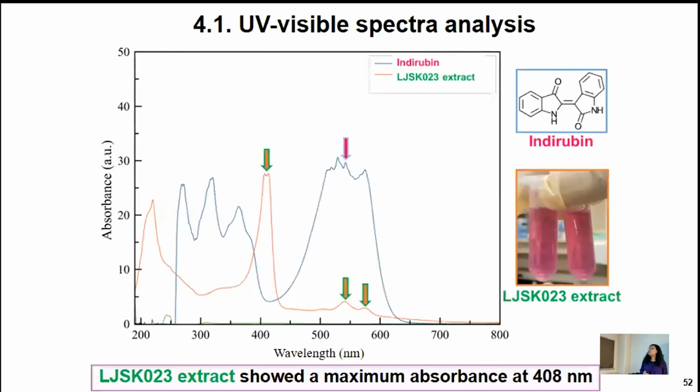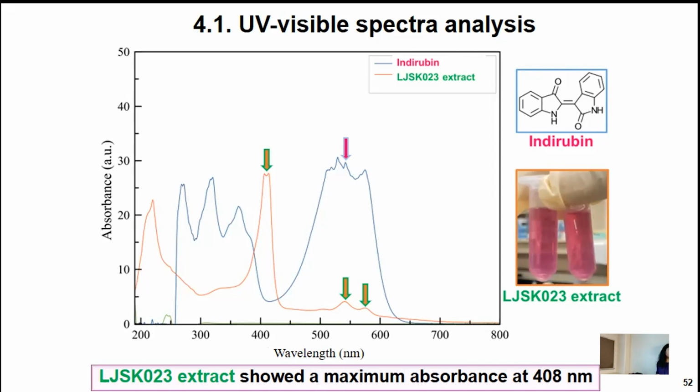So first is the UV visible spectra analysis. UV visible spectra analysis helps to identify the compound based on its maximum absorption wavelength. For indirubin, we know that the maximum absorption wavelength is at 540 nanometer. Yes, indirubin has other peaks as well, but the characteristic peak of indirubin based on literature is 540 nanometer in the visible range.